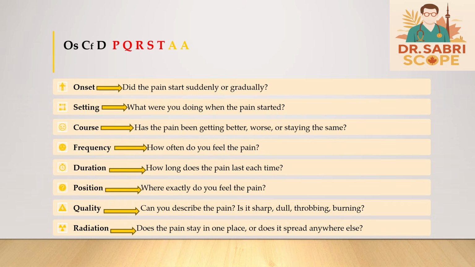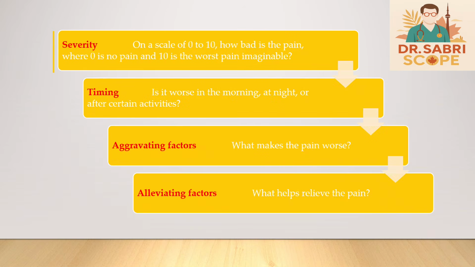Next R will be for radiation. This is a very important thing when you're asking about pain. Some pain could originate in one place and shoot into different places as well, like pancreatitis could present with abdominal pain but also radiate to the back. Coming to another S, it will be for severity. Always during history taking, we should ask the patient if they can rate this pain for us on a scale of 0 to 10, with 10 being the severest.